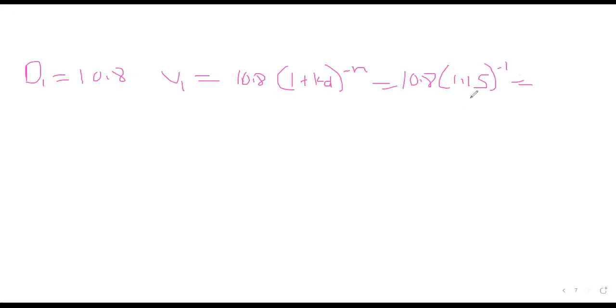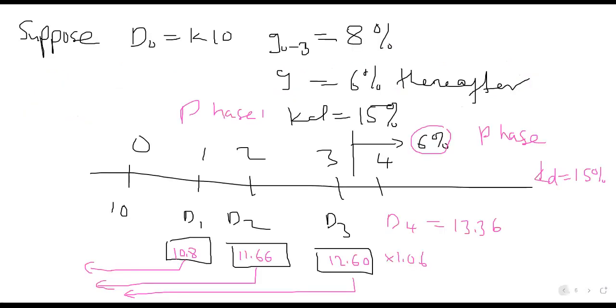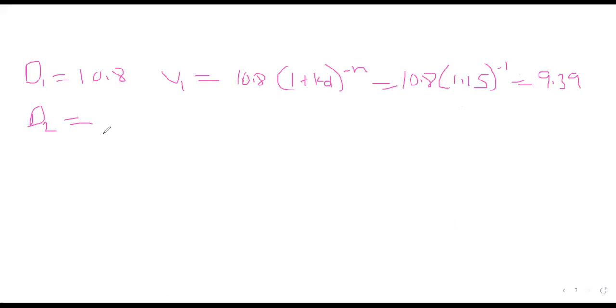So this one will discount this figure to 9.39. In the D2, we found what? The D2 was 11.66. So 11.66 will discount it by multiplying 1.15 to the power negative 2. Since it's year 2, this one will give us 11.66 times 1.15 power negative 2, which will be 8.82.